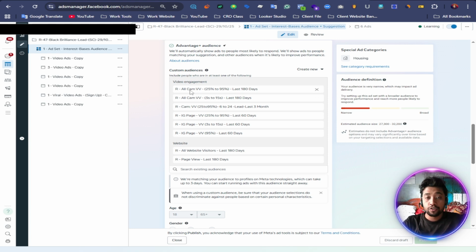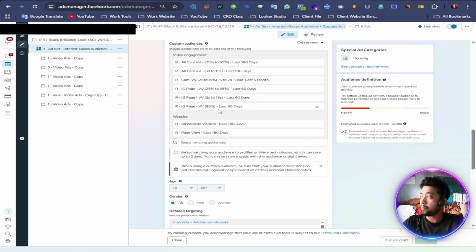Look at that. Previously I ran a huge number of campaigns. So for this campaign, what kind of people: the video viewers 25% to 95%, the 30 second viewers 15%, the Instagram page video viewers, like the 95% people, 35% to 15% people, and that 25% to 95% people. This kind of audience I suggest to my algorithm. Also I can suggest the last 6 months and last 180 days, the people who viewed pages on my website. So this is our suggestion or custom audience.